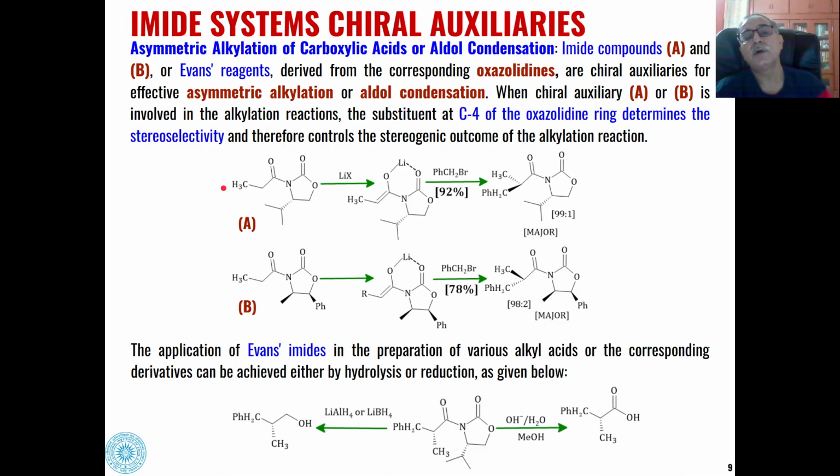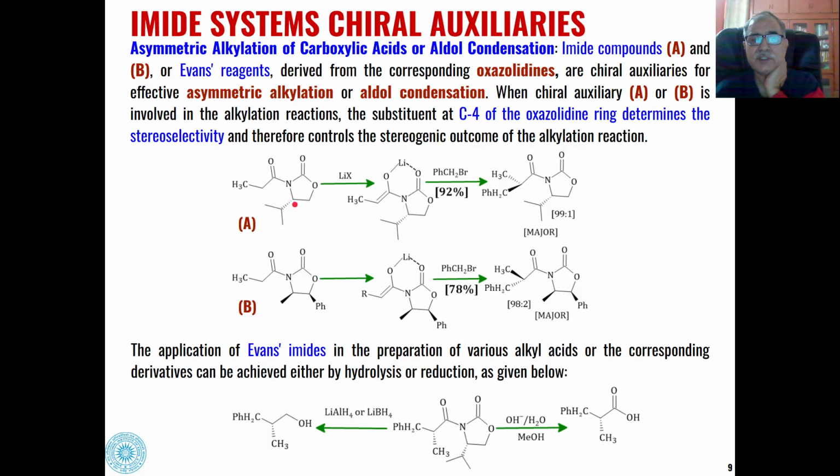Then similarly, alkylation of carboxylic acids or aldol condensation can be achieved through oxazolidine derivatives, and these are also known as Evans reagent. So these oxazolidine derivatives depend upon the type of substitution which is present at this C4.